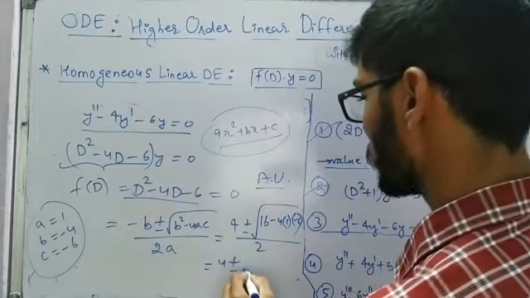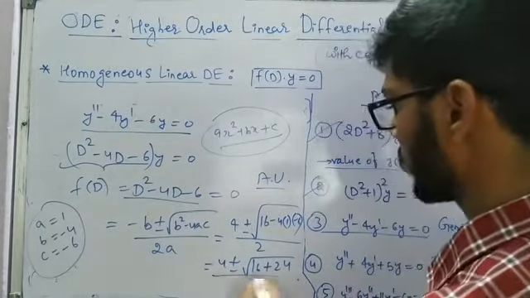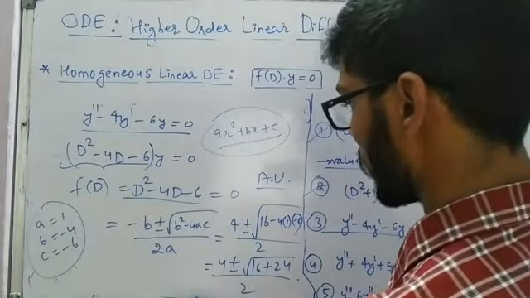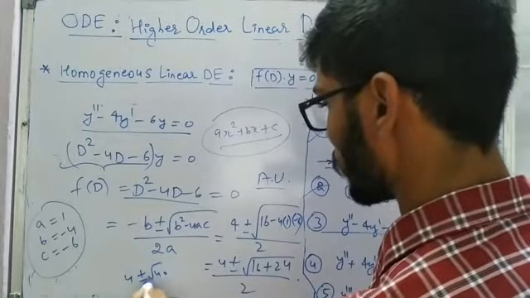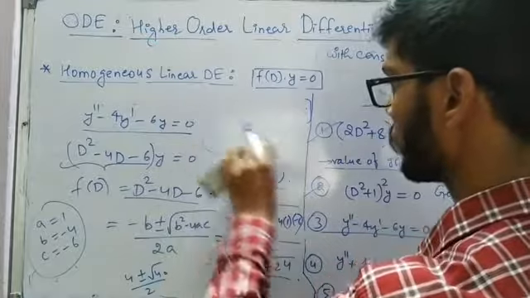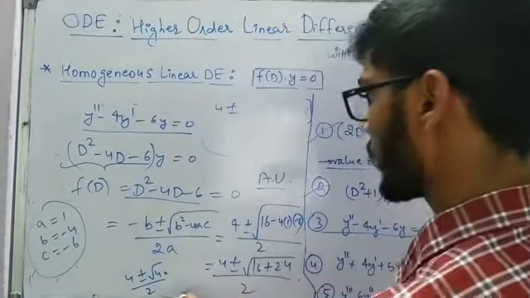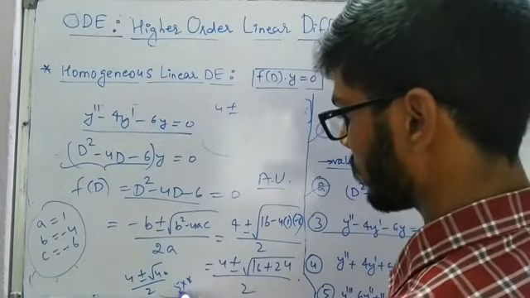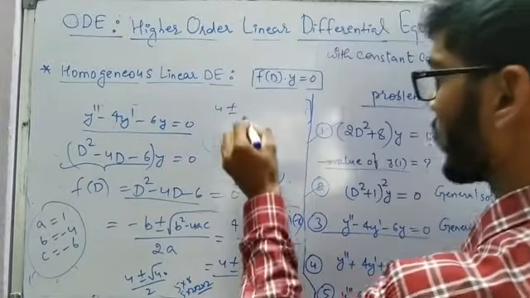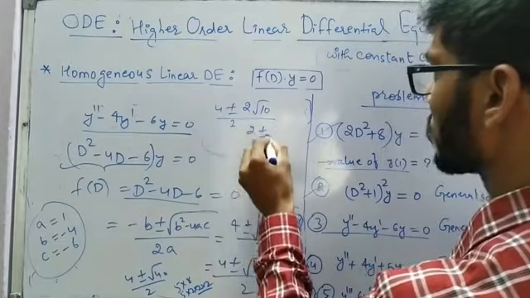So 4 plus minus under root 16 plus 24, that is 40, divided by 2. So 4 plus minus root 40 by 2. Let us keep it as it is one more time: 40 we can write as 2 into 2 into 2 into 5, so 2 root 10. We can write 2 root 10 divided by 2, so this will be 2 plus minus root 10.